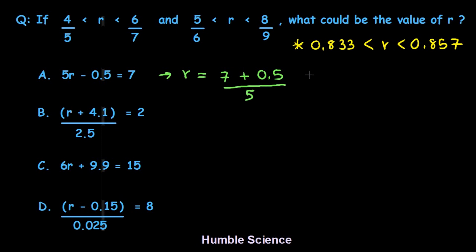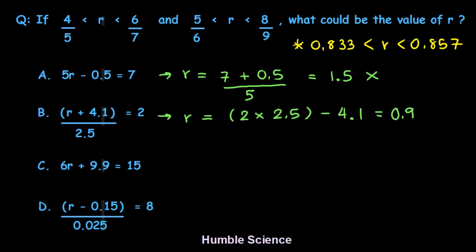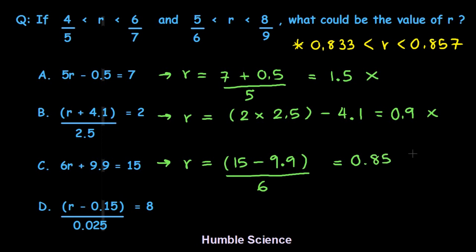For the multiple choice A, r is equal to 7 plus 0.5 divided by 5, and that is going to be equal to 1.5, not in the range. The next one, r is going to be equal to 2 times 2.5 minus 4.1, and that's going to be equal to 0.9, not in the range. For the next one, r is going to be equal to 15 minus 9.9, and then divided by 6. That is going to be equal to 0.85, and that is in the range.